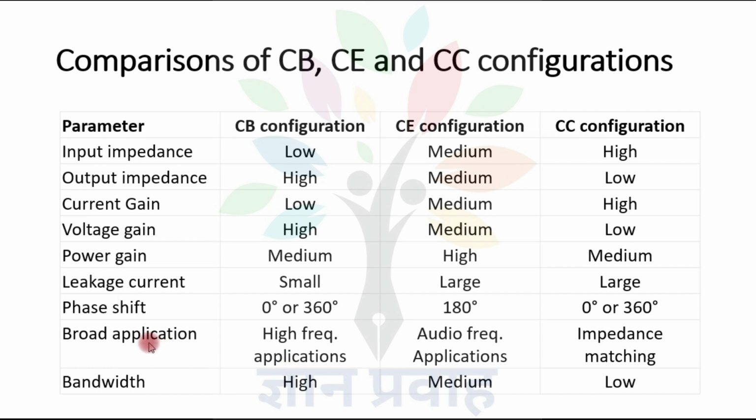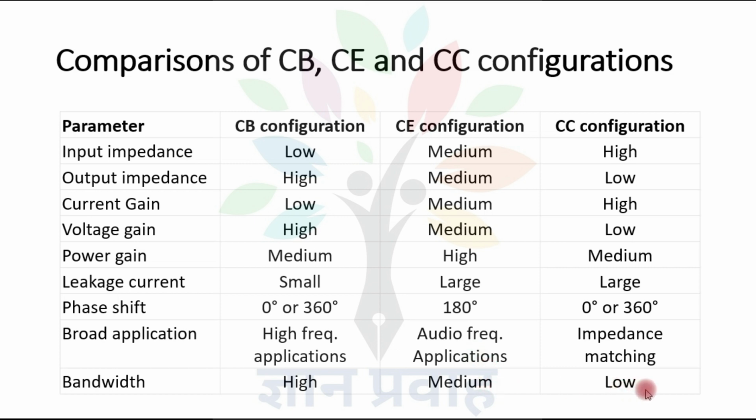Broad application. CB configuration is widely used for high frequency applications, and CE configuration is used for audio frequency applications. CC configuration is used for impedance matching. Bandwidth: the bandwidth for CB configuration is high, for CE configuration is medium, and for CC configuration it is low.